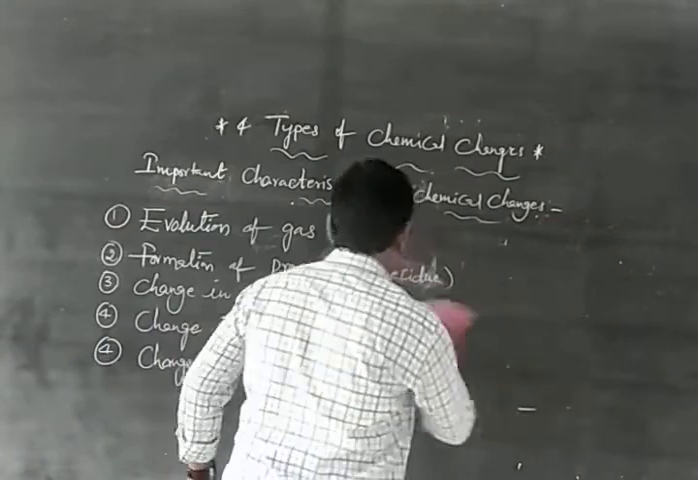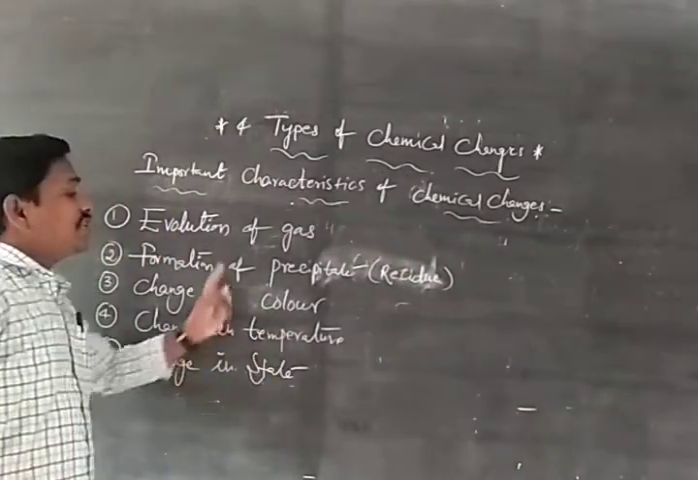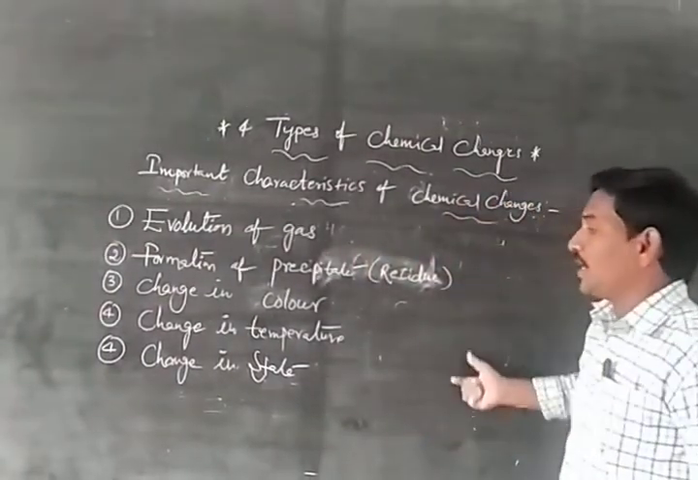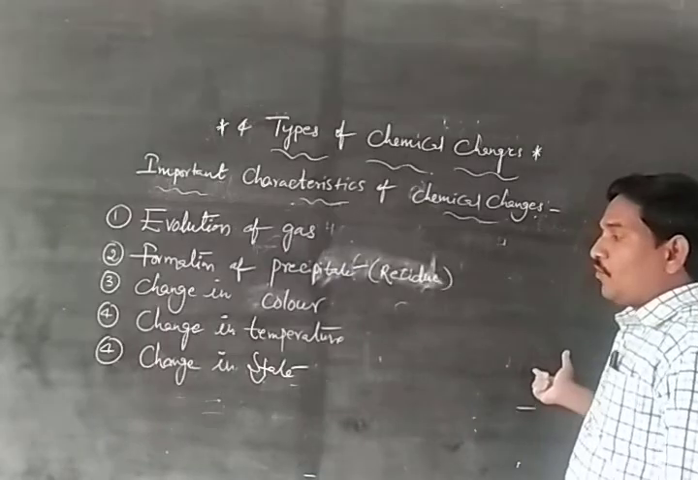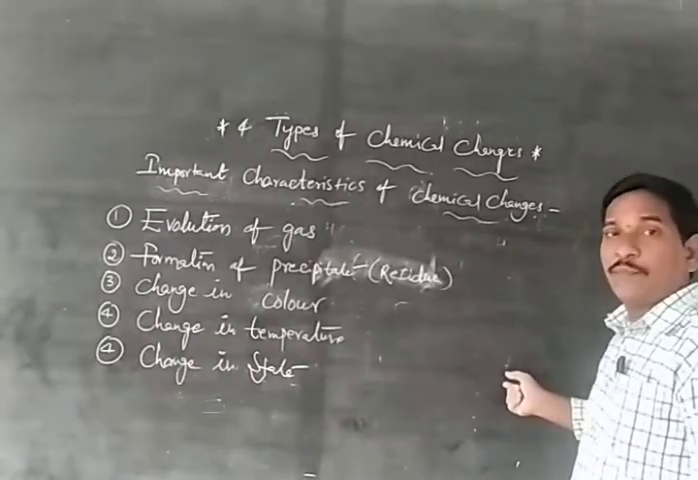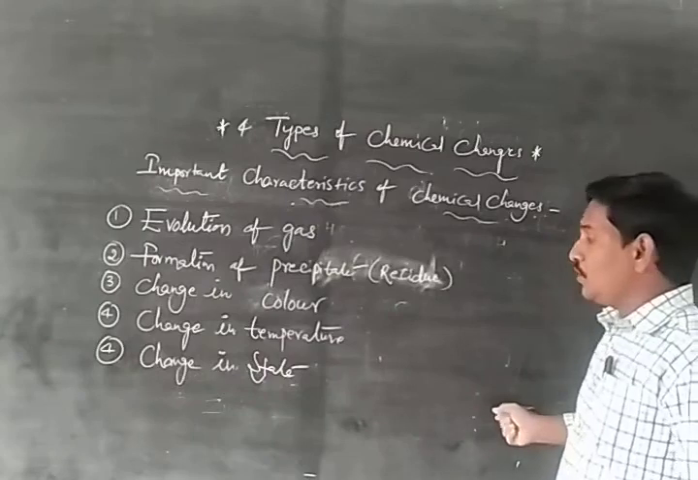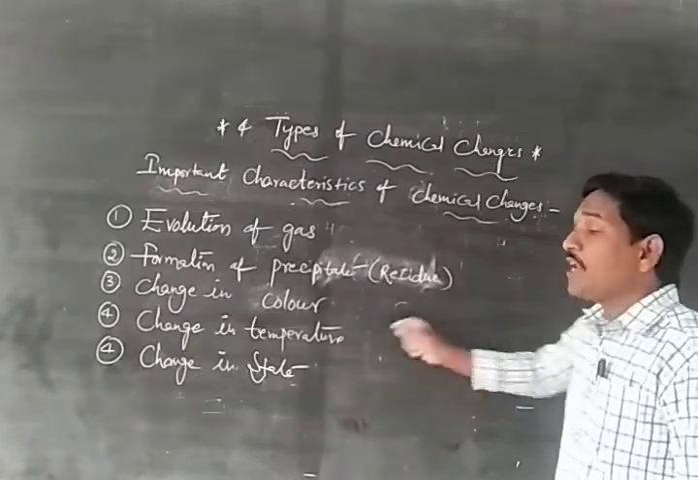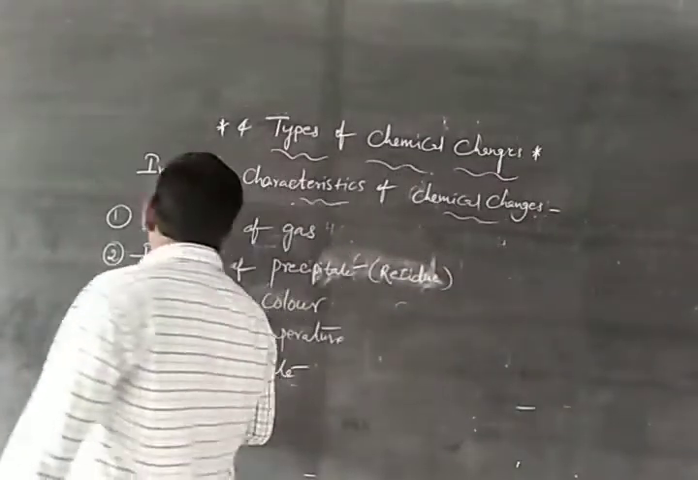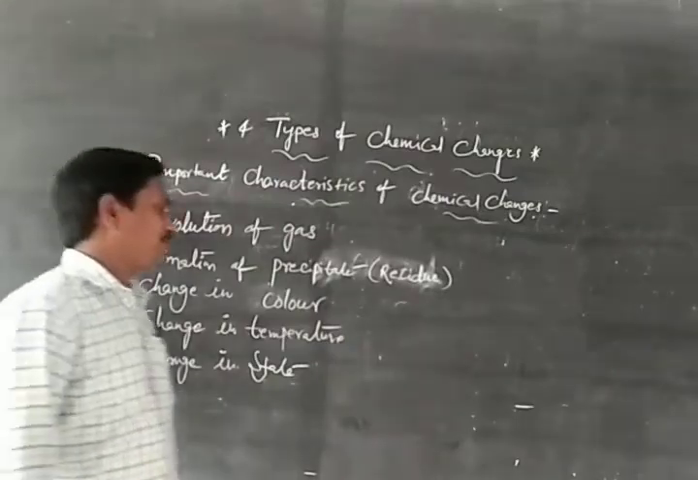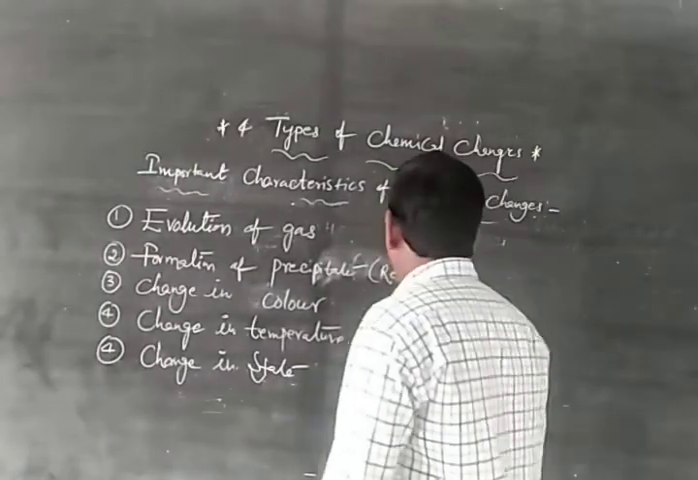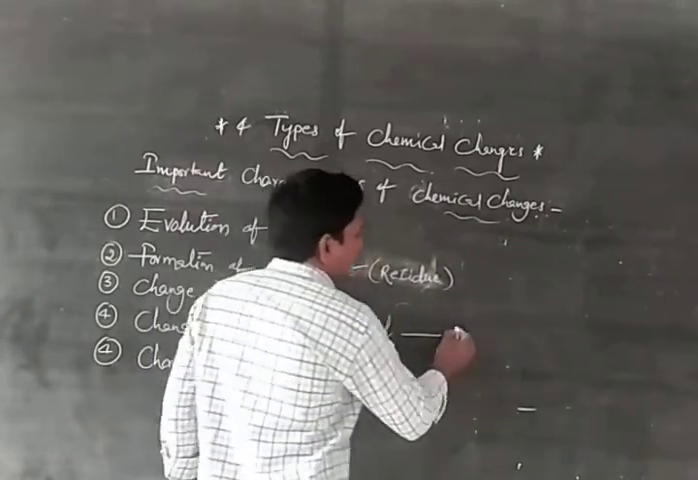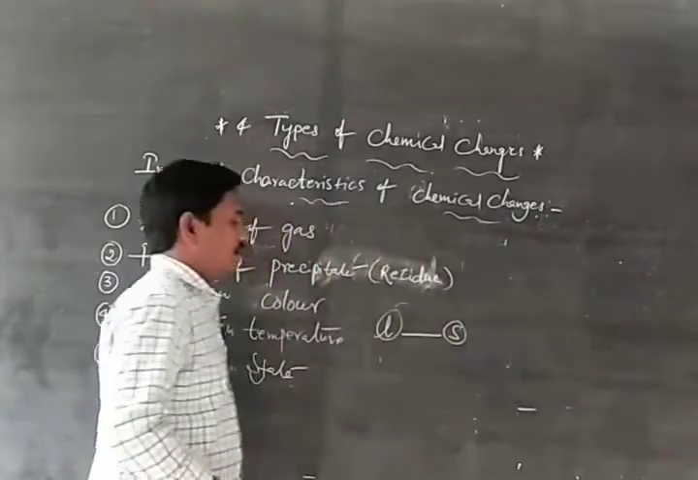Okay, now change in color and change in temperature also. After the reaction, we can check the temperature, whether it is high or low. So the products may be at low temperature or high temperature compared to the reactants. And change in state. Change in state means liquid to solid. When you are taking the liquid, maybe it turns into a solid state.